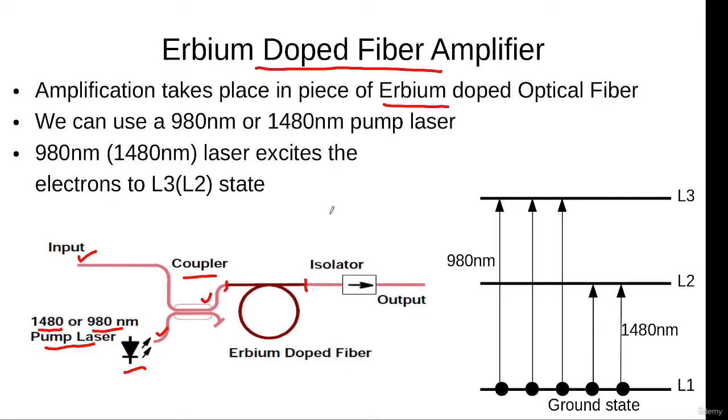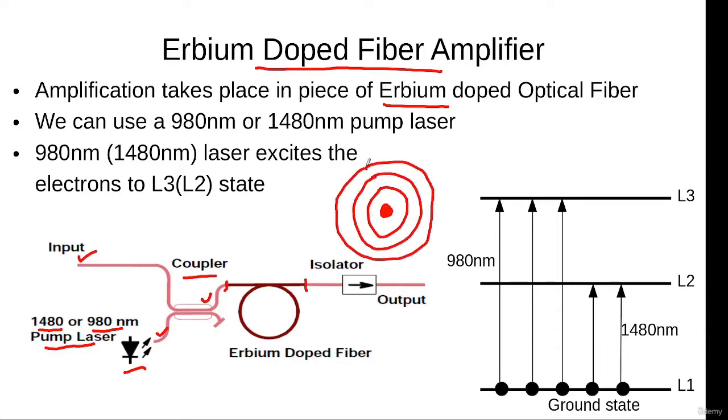Now the question arises: how does the amplification take place? In order to understand that, first we need to see the structure of the erbium atom. In the case of the erbium atom, we have the nucleus, and around the nucleus we have different orbits in which electrons are moving. The first orbit is called the L1 state, and we call it the ground state. Here we have the electrons that have the lowest energy, and then you have the L2 orbit and the L3 orbit, which are shown here.